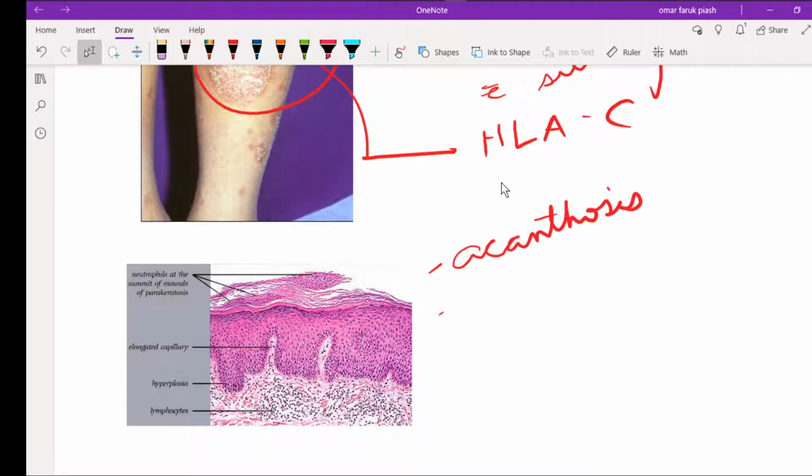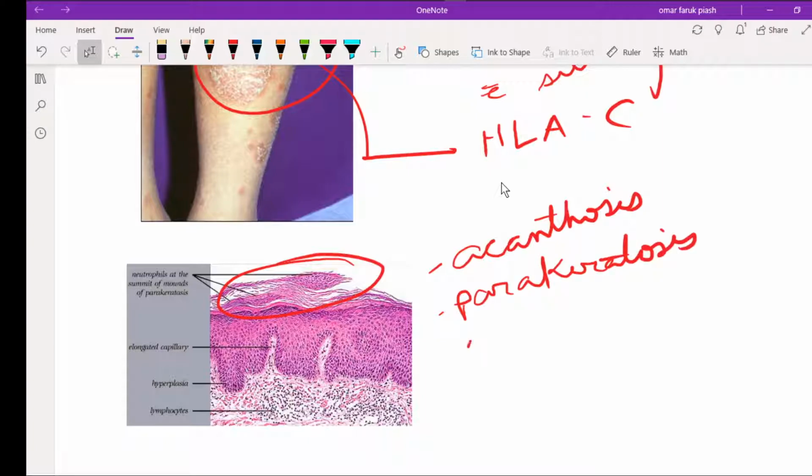And the next one is parakeratosis. This is the picture of parakeratosis. What does it mean? That means hyperkeratosis with retention of keratinocyte nuclei in the stratum corneum. It is called parakeratosis. And the third one is collection of neutrophils in the stratum corneum, which is known as Munro microabscess.